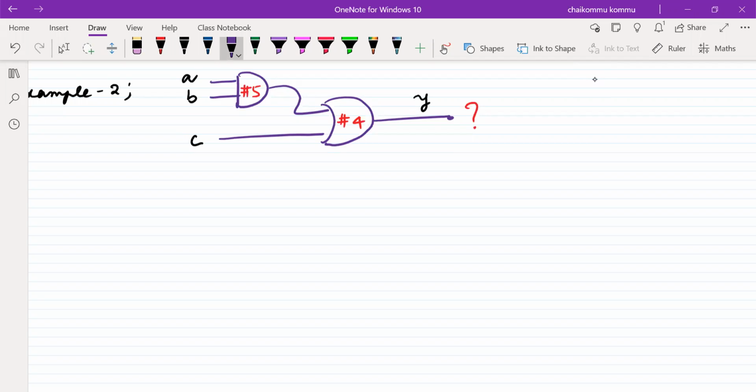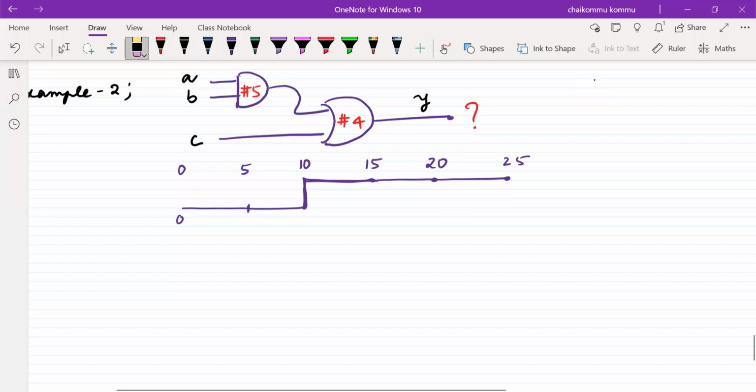For example, A is equal to 0, and this is at 5 nanoseconds or 5 timing units. And it will rise up to 1 at 10 nanoseconds or maybe 10 timing units. Then 15, 20, 25. Something like this. Therefore, this is 15, 20. Okay, this is, for example, A.